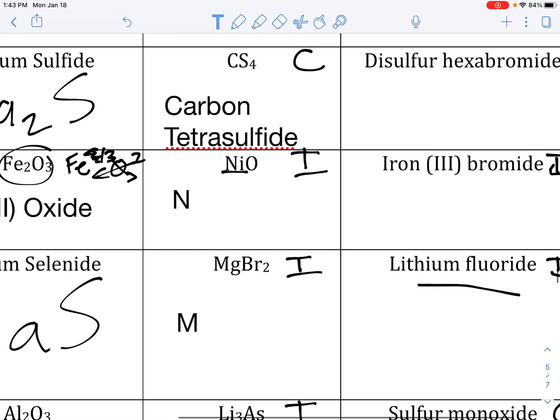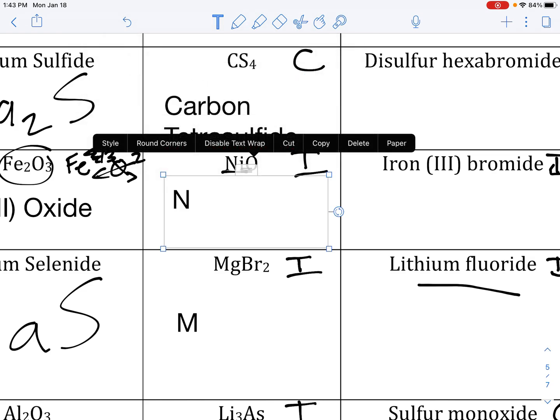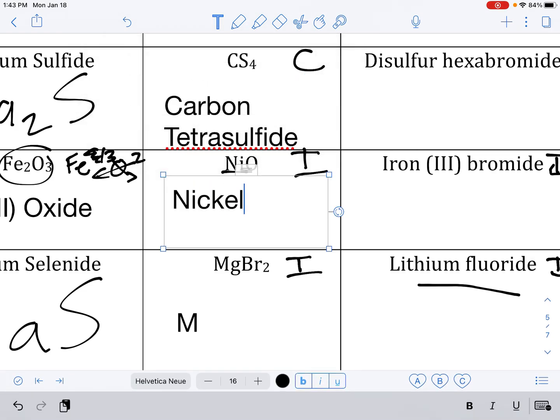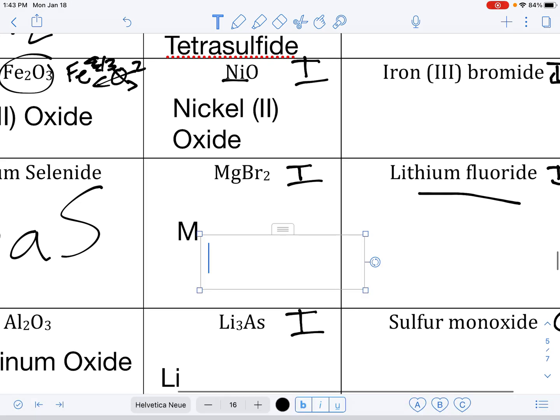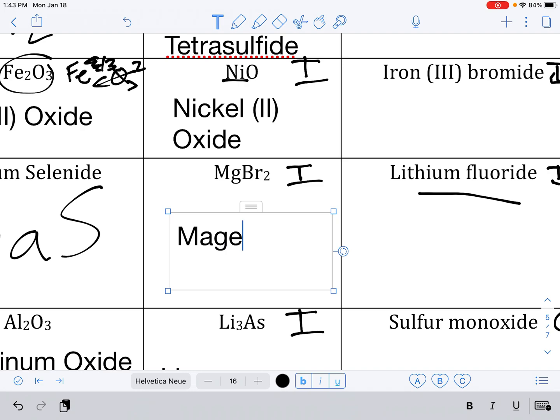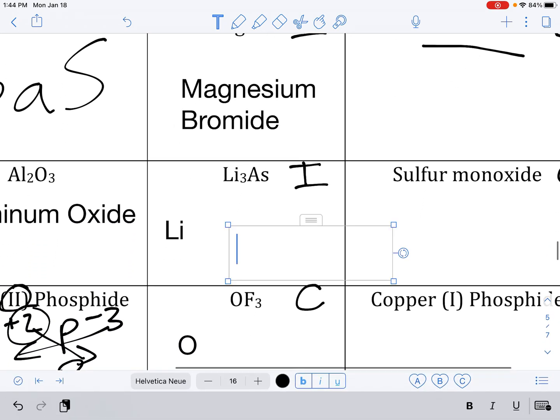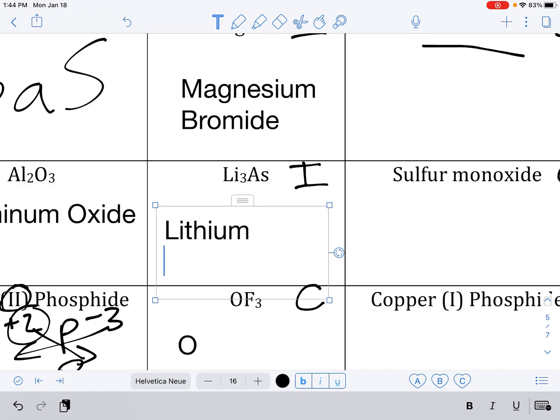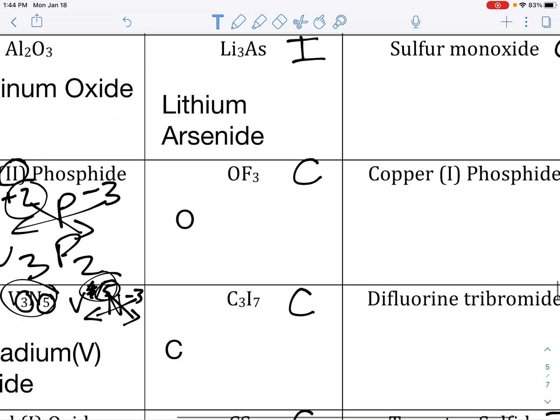Now, this one is ionic. Okay, so it's nickel. Remember, previously we looked at nickel could be a 2 or a 3. And since oxygen's a 2, nickel has to be a 2 here in order to cancel out. Okay, magnesium only has one possible charge, so I don't need parentheses. It's magnesium, and then Br is just bromide. Again, because it's ionic, I do not need prefixes. Here it's lithium. Lithium only has one charge, so I'm just going to call it lithium arsenide. That's arsenic with an IDE.